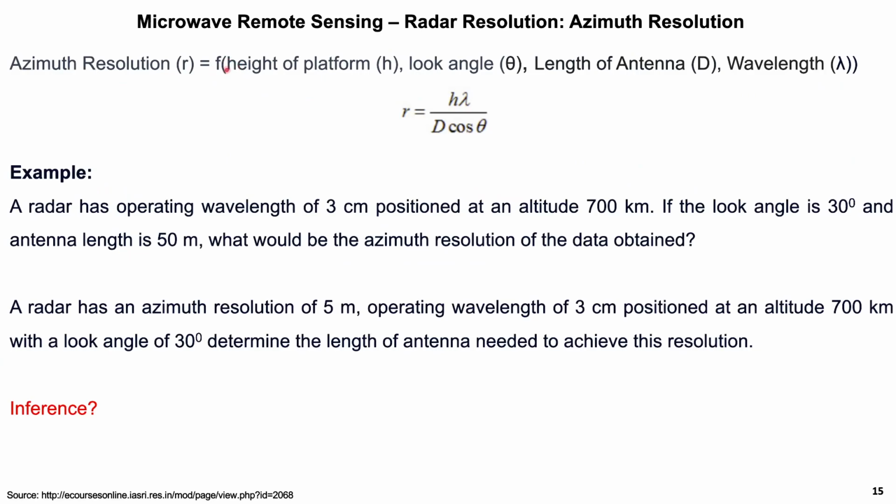And azimuth resolution is a function of the height of the platform, at what altitude it is, at what angle it is looking at the surface, and the length of your antenna, that is the source. The radar pulse will be emitted from your antenna, and the wavelength of the microwave band that you are using. So these are all the factors which determine your azimuth resolution. And we can calculate the azimuth resolution R as h lambda by d cos theta. I'm not going into the details of the derivation.